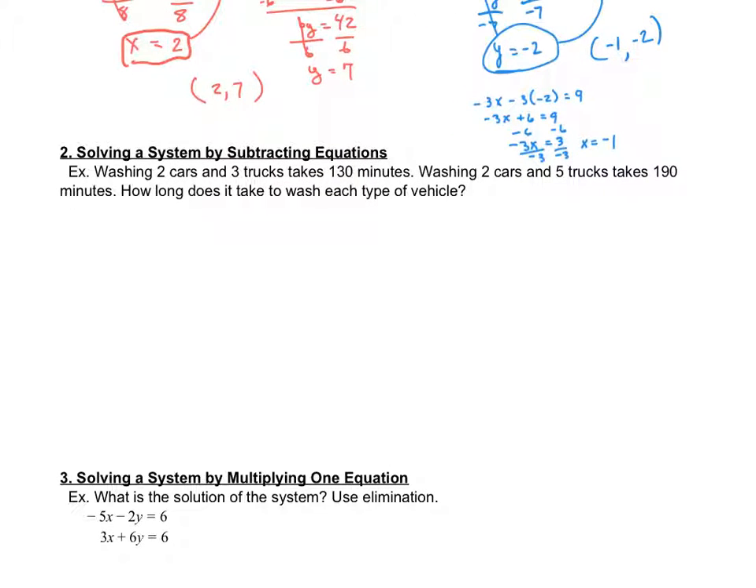Let's see here. Washing a car and a truck takes 1 hour and 30 minutes. Washing 2 cars and 5 trucks takes 190 minutes. How long does it take to wash each type of vehicle? Well, we can use whatever variables we want here. If we say that cars is going to be C, trucks will be T, I'll just put it over here so we don't forget.